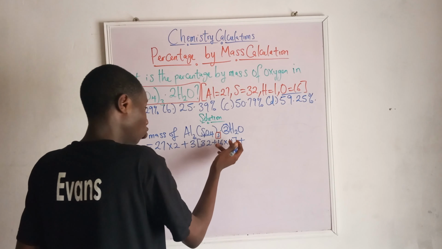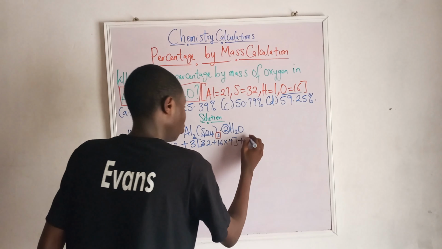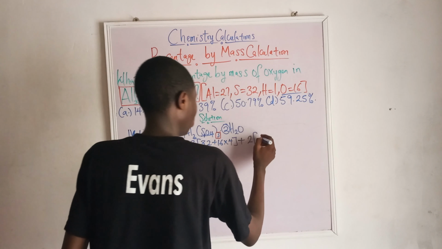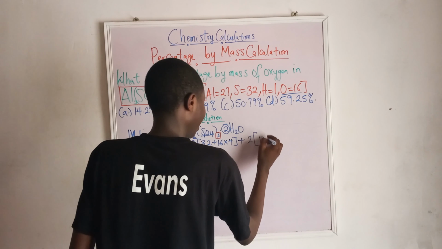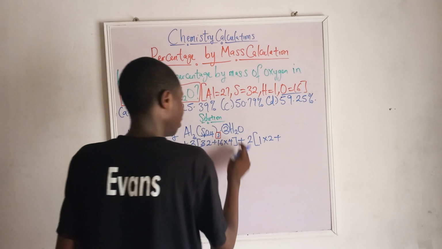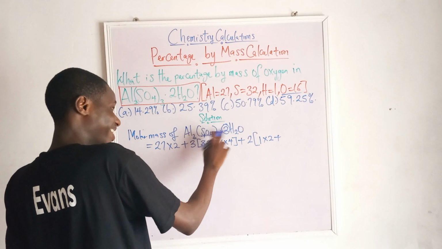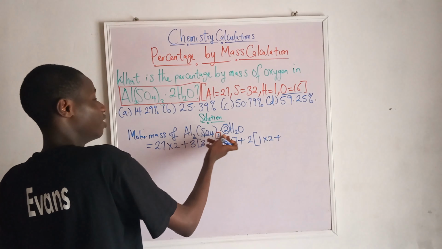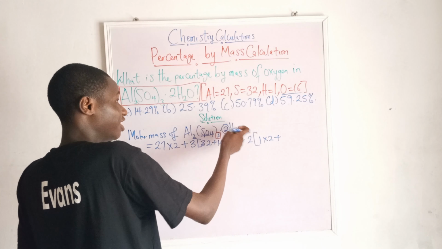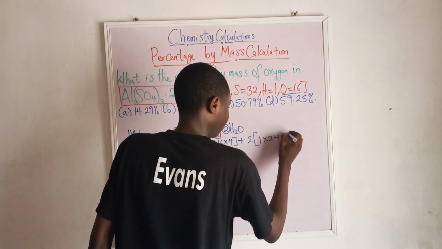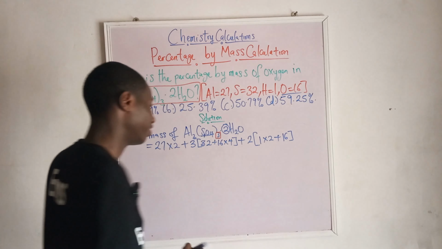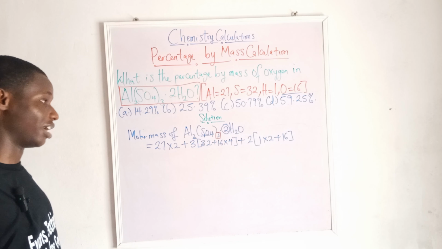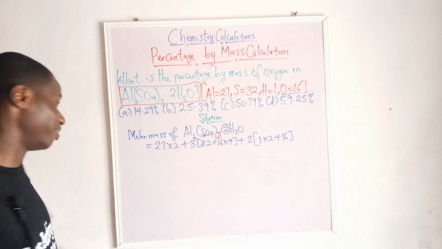Now the same thing we did here, we are going to do here. This 2 here, we will use to open the bracket, so it will now be 2 into. What is the molar mass of hydrogen? It is 1. What is the subscript? That's 2. Plus oxygen. You can see this 2 is in front of both hydrogen and oxygen, so they will both be in the bracket. So oxygen also is 16. Do you understand? So we have been able to get this. The next thing is just to add everything together.